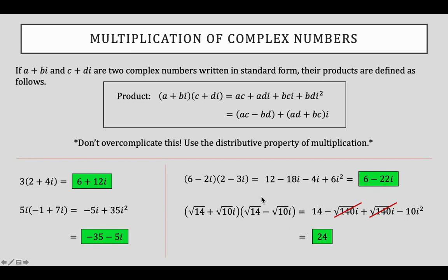Now let's take a look at this last product that we just completed. Take a look at these two groupings in parentheses. Notice that they are very similar. However, the signs in between the real and imaginary parts are opposite in each grouping. And notice that when we multiplied those together, we ended up with a real number. This is an important concept, all right?